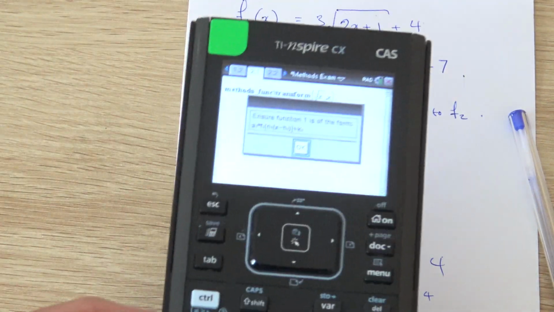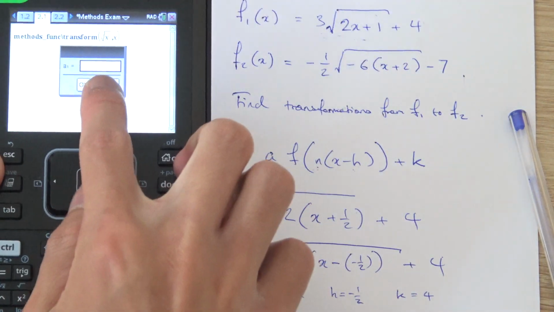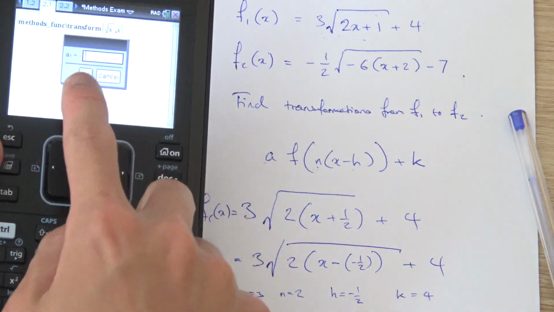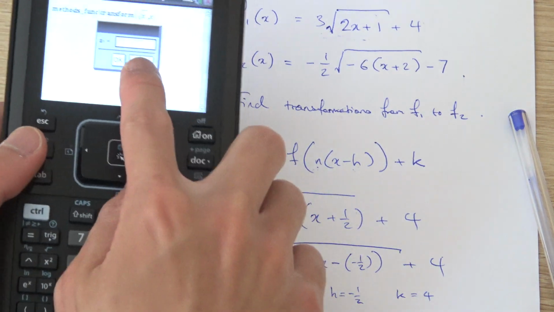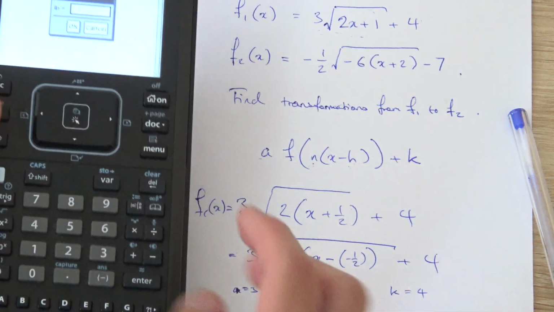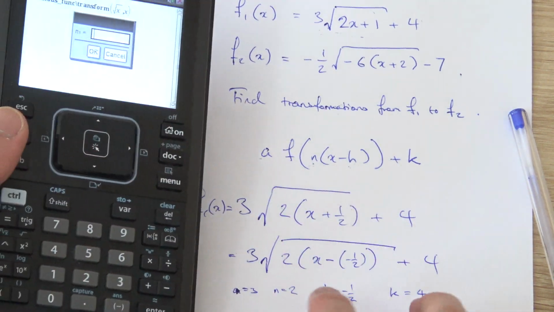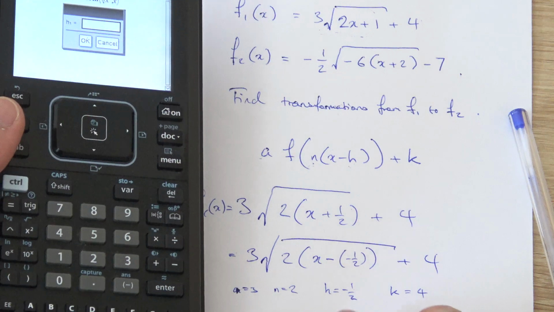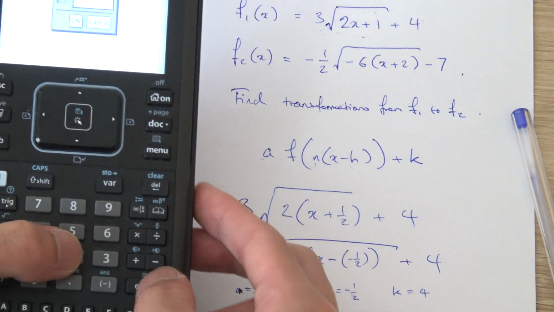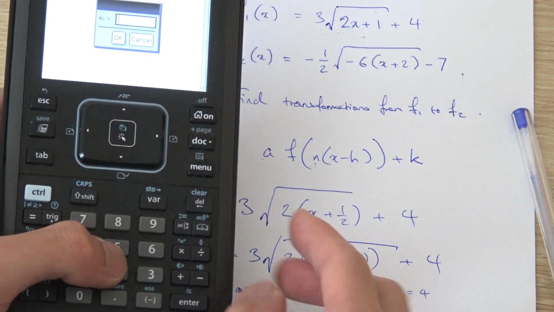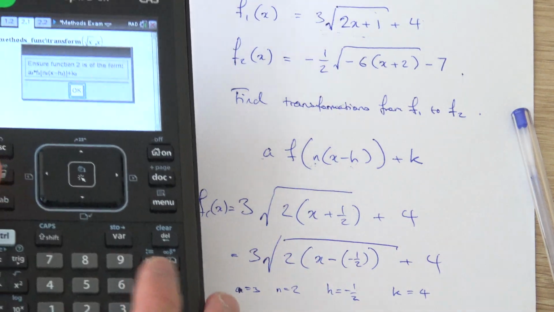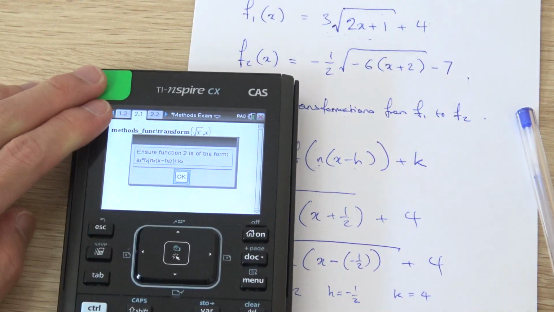If we click OK to keep going through this program, as you can see, it's going to ask us for the a, n, h, and k values. So our a1 in this case is 3. Our n is exactly 2. Our h is minus a half. And our k is 4. So we're just going to punch all those values in. And then now you have to do the same thing for function 2.